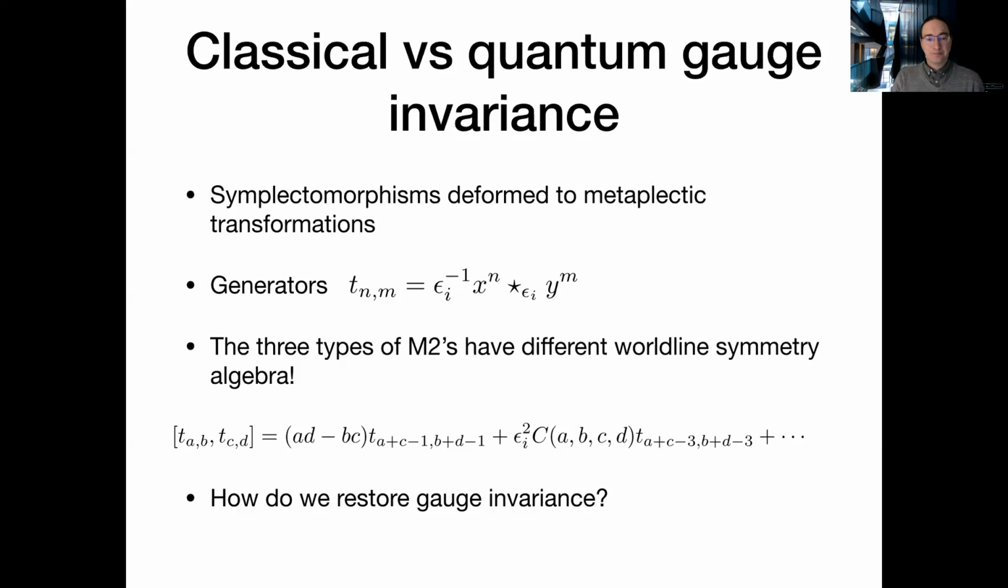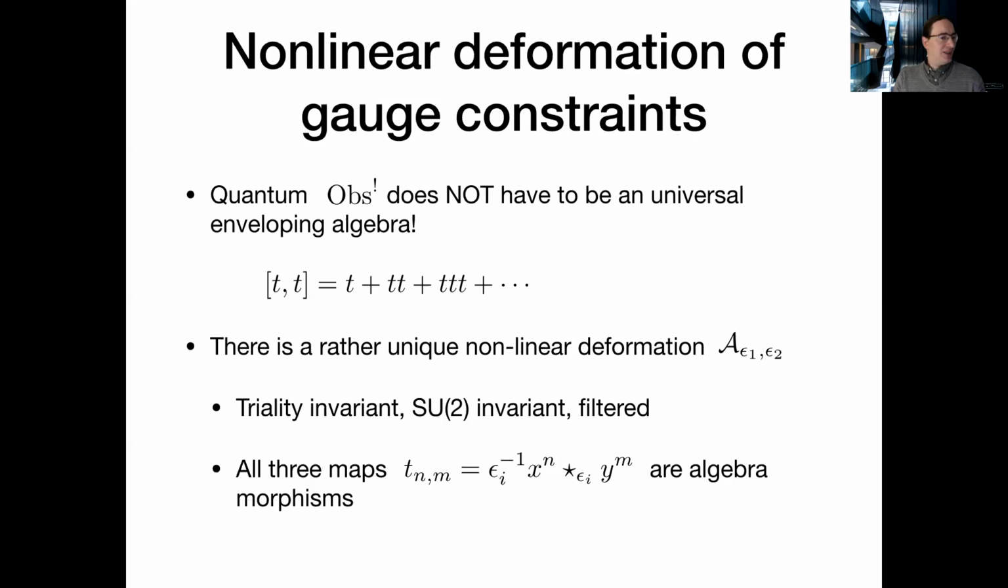And so it happens that if you look carefully, there is a rather unique nonlinear deformation of the universal enveloping algebra of the symplectic automorphisms, especially if you require it to preserve the C^2 invariance, to preserve the scaling weight of these generators and the epsilon_i parameters, and to treat the three epsilon_i in a symmetric way. And this magic algebra has precisely the property that all three maps from the algebra to the worldline theories of the M2 branes are algebra morphisms. So if the bulk theory has this algebra as the symmetry algebra, then it's possible to couple it to all three types of M2 branes.